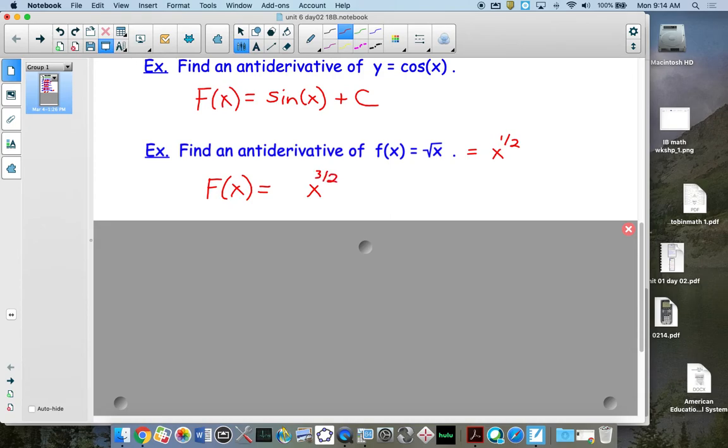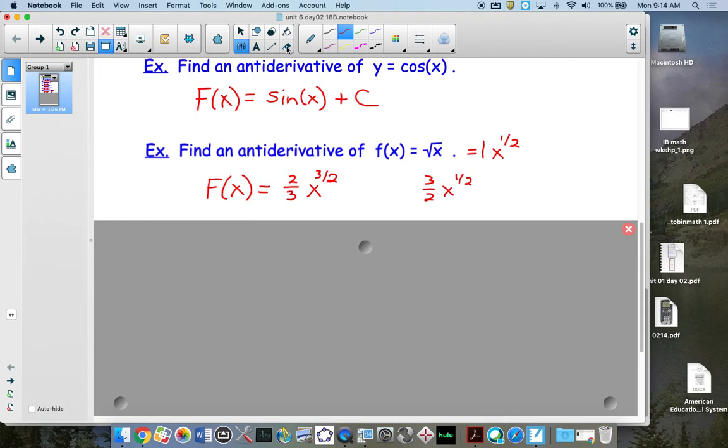Alright, now let's take the derivative of what we have. The derivative of capital F is going to be 3/2 x, and then we subtract 1 from the exponent. 3/2 minus 1 is 1/2. Well, we're close, but this 3/2 shouldn't be there. It's just a 1x to the 1/2. So I need to offset that 3/2 by multiplying my answer times 2/3.